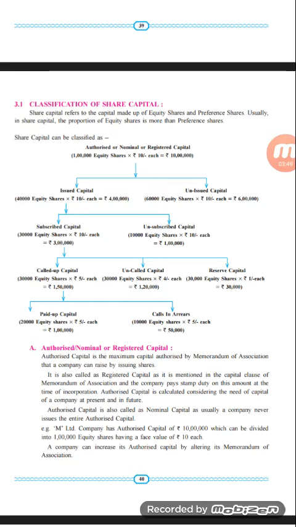I hope that you are all very clear about the authorized share capital of the company. This capital is mentioned in the memorandum of association of the company, and accordingly the rules and regulations are given in the articles of association. Then after this authorized share capital, there is a classification given. First classification is issued capital and the second one is unissued capital.